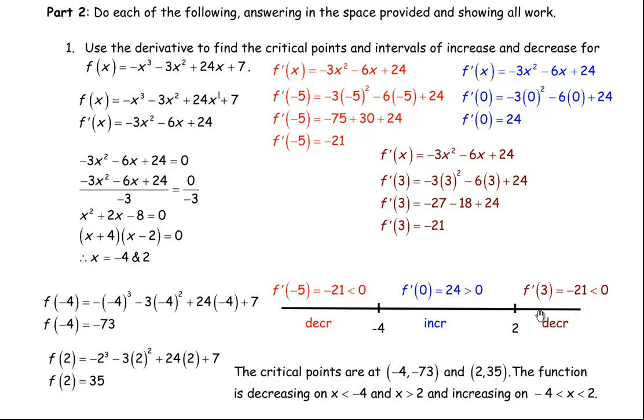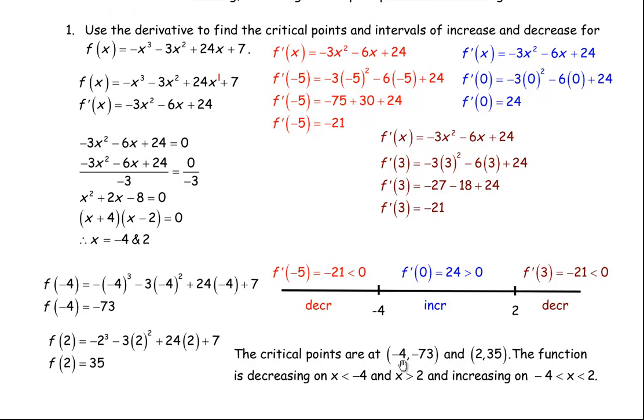Then we'll check to the right, above 2. I use 3 in the derivative, and I got negative 21, so it's negative again, and so it's decreasing again. So to answer the question here, the critical points are at negative 4, negative 73 and 2, 35. The function is decreasing on the intervals where x is less than negative 4 and greater than 2, and increasing between negative 4 and positive 2.